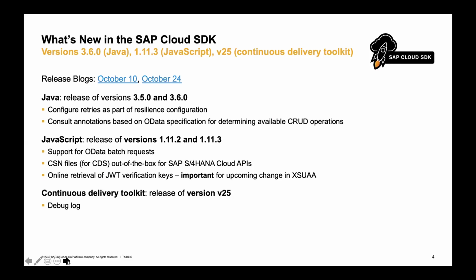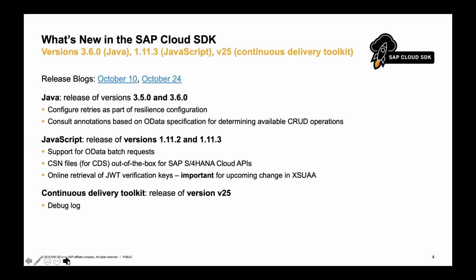In Java, we released versions 3.5 and 3.6. So the latest one as of today is version 3.6. And one exciting new feature here is the ability to configure retries as part of your resilience configuration. So if you wrap your code to execute it in a resilient manner with circuit breakers, bulkhead configuration, etc., you can now additionally also configure retries to automatically retry this code if it fails a certain number of times, and thus improve the resilience of your application as a whole. And that, of course, is all coupled with the other resilience configuration parts.